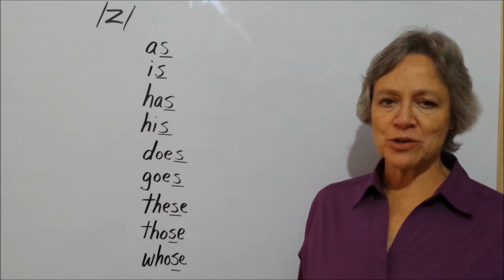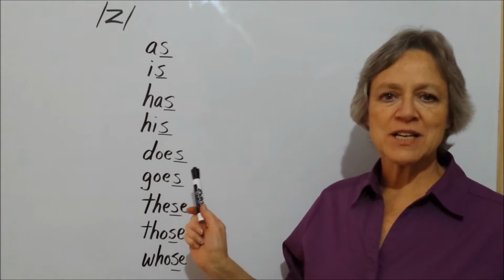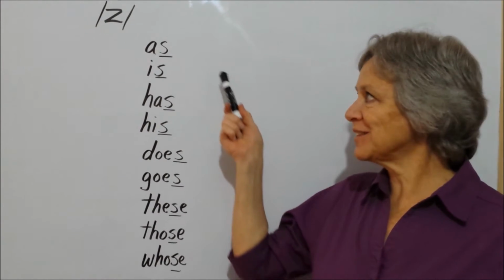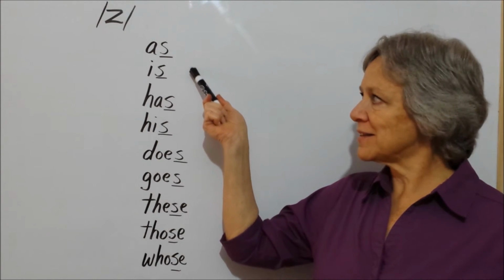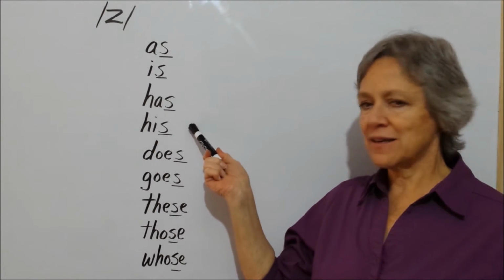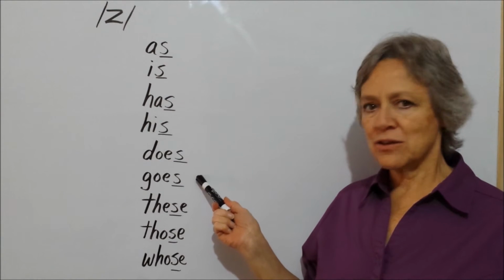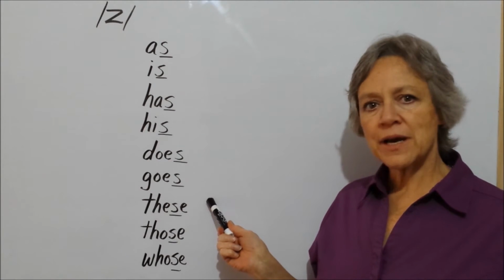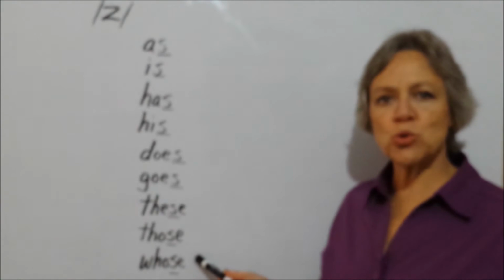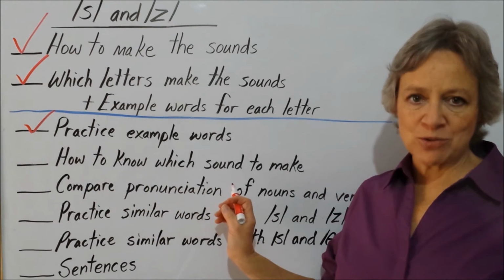Here are some very common words which make the Z sound. In each of these words, Z is made with the letter S. Please listen. As, is, has, his, does, goes, these, those, whose.